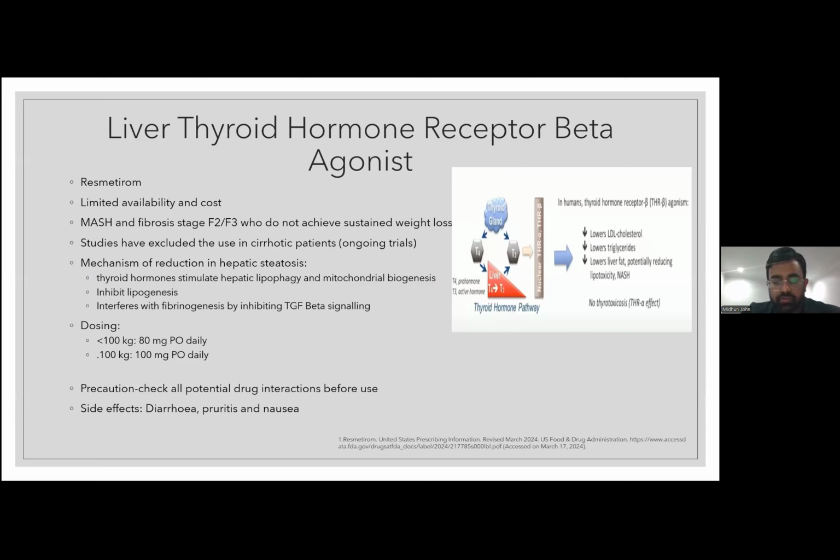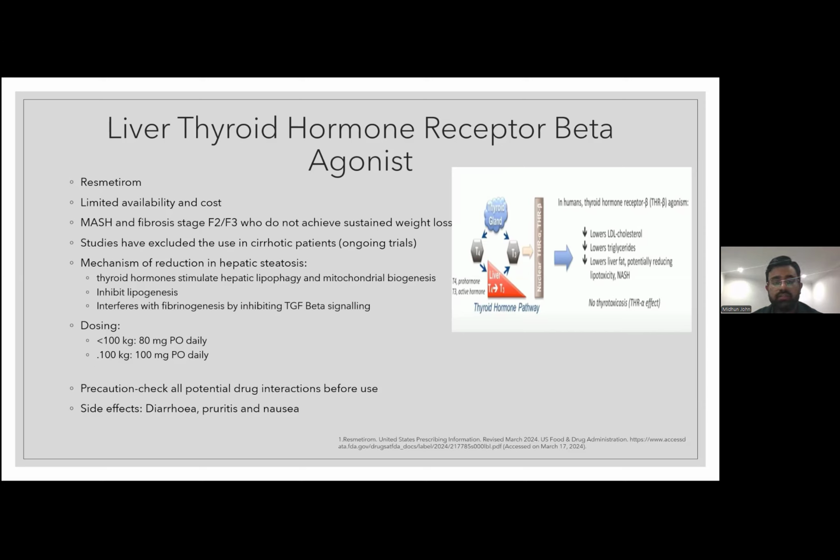So most of you have probably known it as resmetirom, and basically this has limited availability and is costly. But patients with MASH and fibrosis stage F2, F3, who do not achieve sustained weight loss, can be considered to have resmetirom. Studies have excluded the use in cirrhotic patients. However, there are ongoing trials looking at whether you can use it in cirrhotic patients.